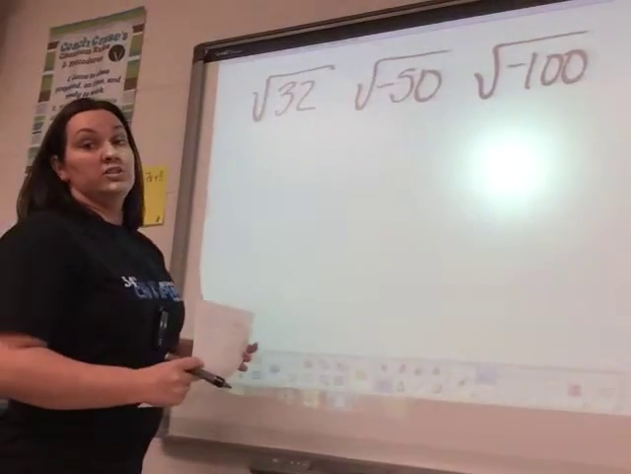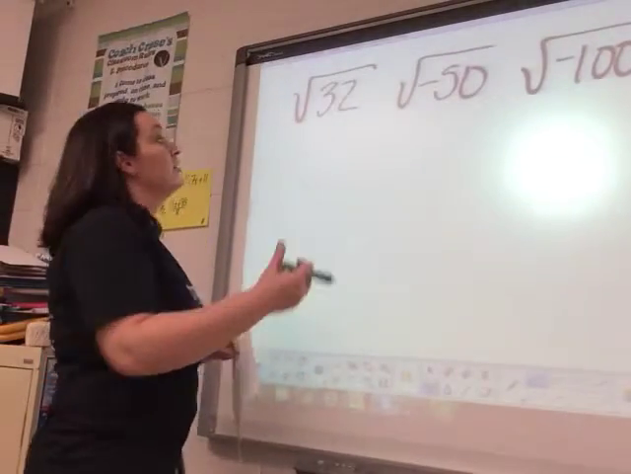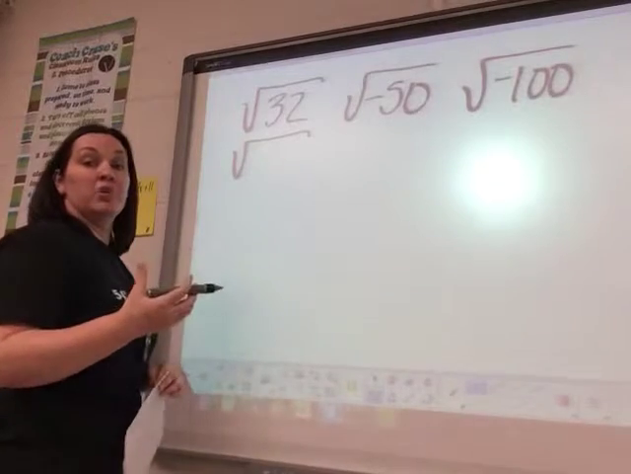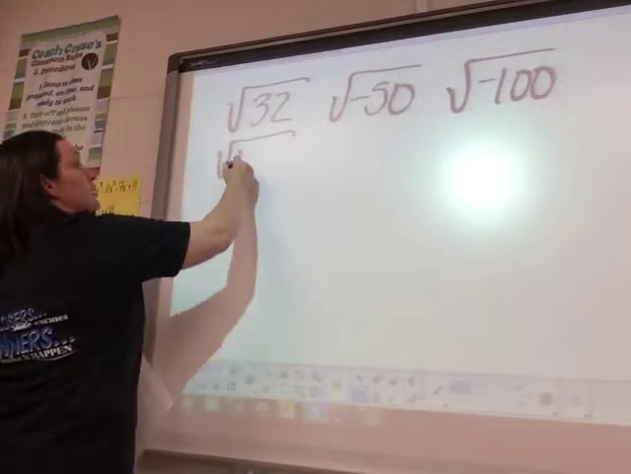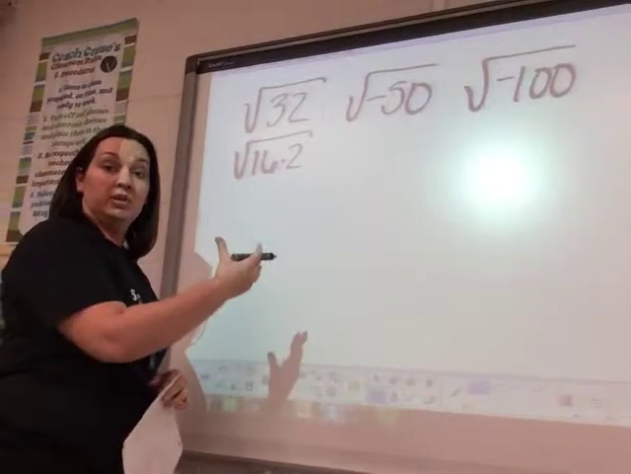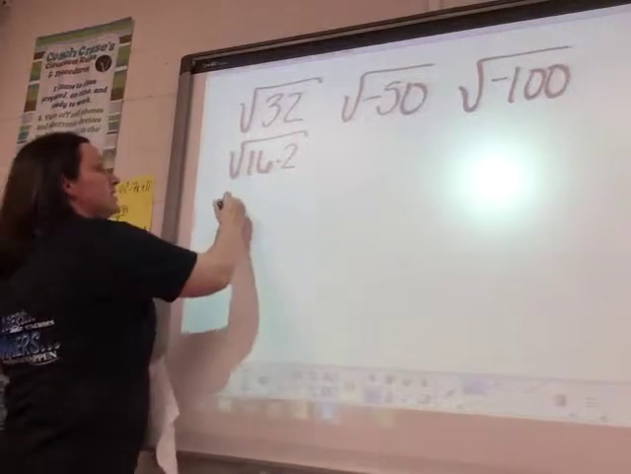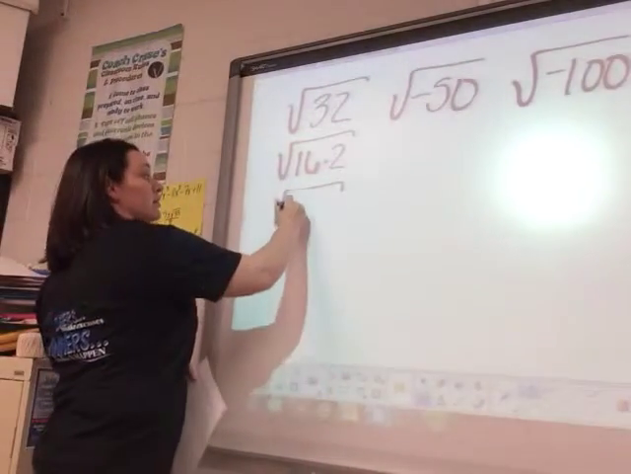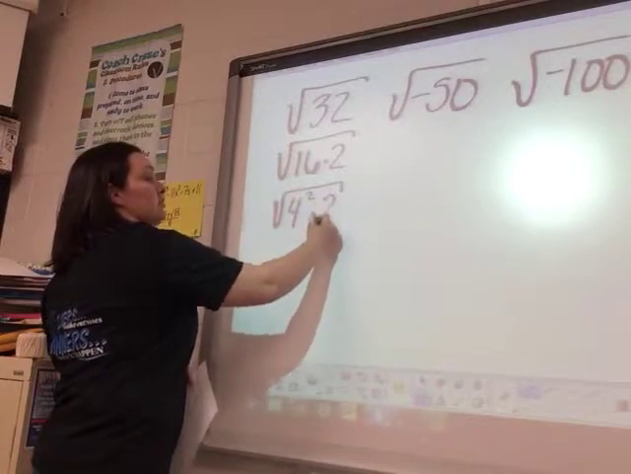Reducing radical 32. Well, it's a square root. 32 is not a perfect square. You've got to find the highest perfect square that goes into 32, and that happens to be 16, 2 times, because 16 times 2 will give me 32. We like 16 because 16 is a perfect square. It's actually 4 squared. So we write 4 squared times 2.